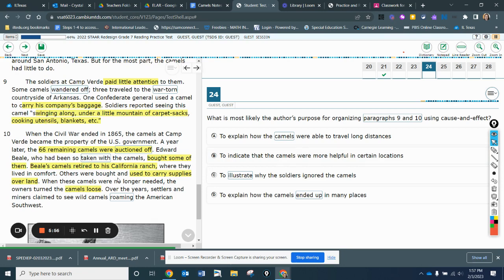I don't think I saw anything about that in there. To illustrate why the soldiers ignored the camels. Did they say why? It says they paid little attention to them, but then the effect was that they were actually taken to different places, sold off, auctioned off. So it can't be that, because that doesn't have anything to do with it. To explain how the camels ended up in many places, appeared in many places. Well, that one's obviously the right answer because that's exactly what happened to them. They were paid little attention to, and so they ended up in different places in paragraph 10. That's an extremely easy one, too.